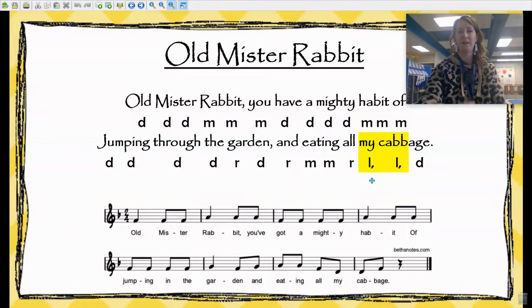Good try, everybody. I want you to look down here at the notes and see that do is on this space and low la is on the space below it. That's what that looks like.